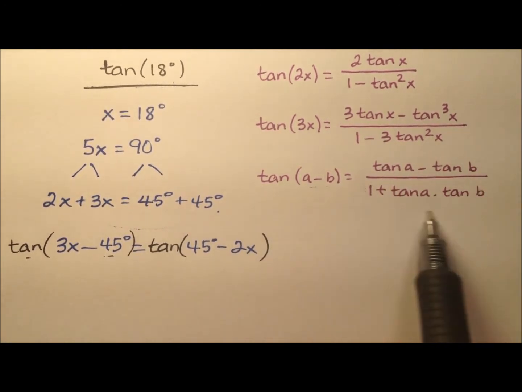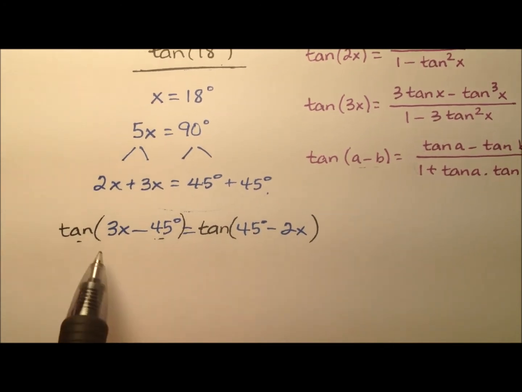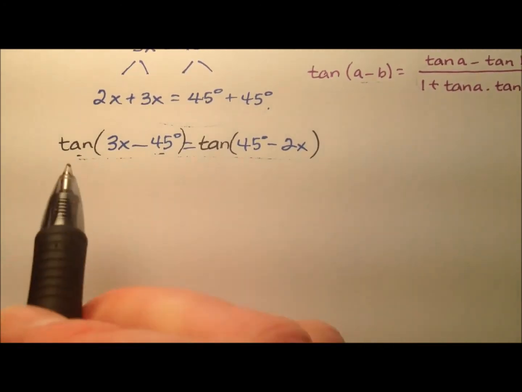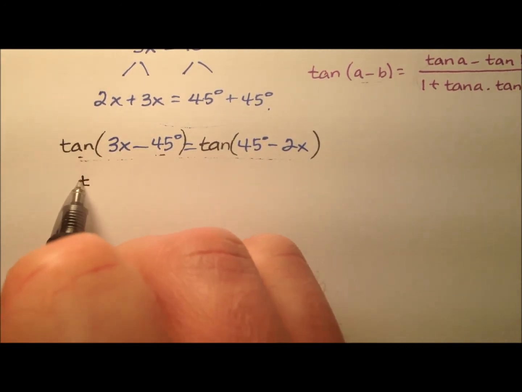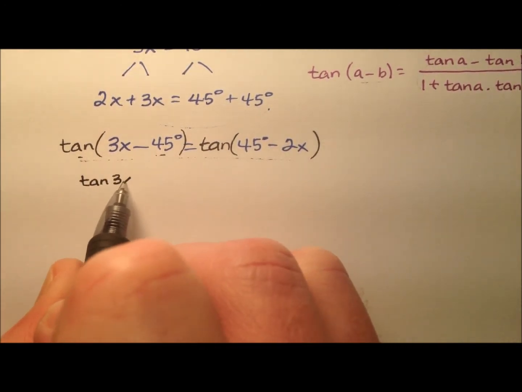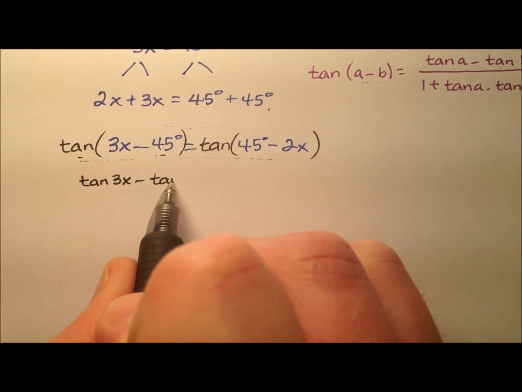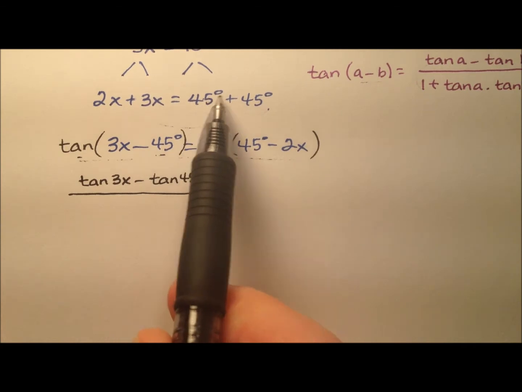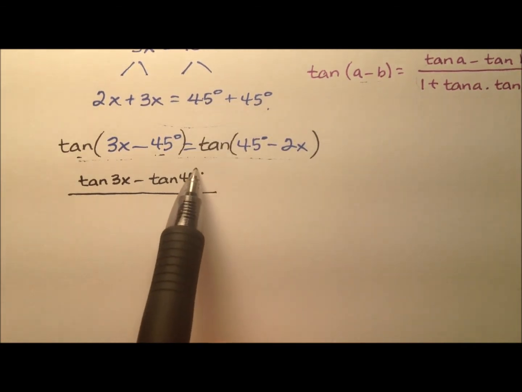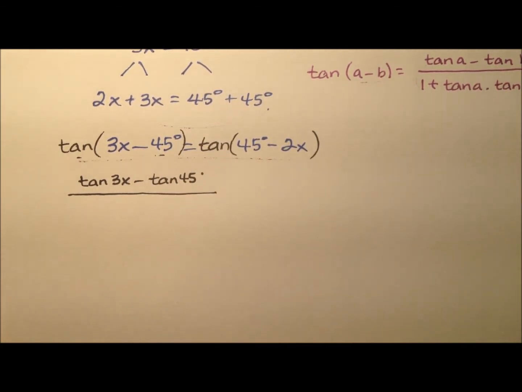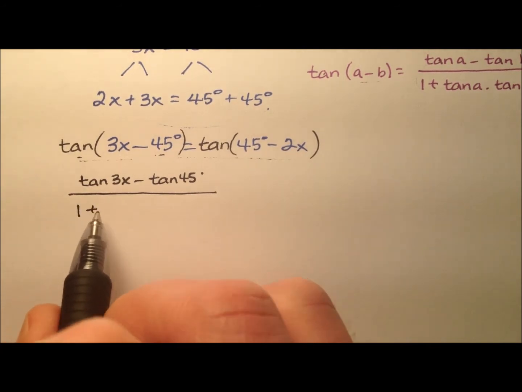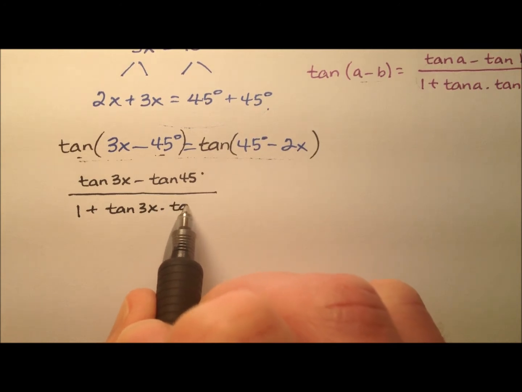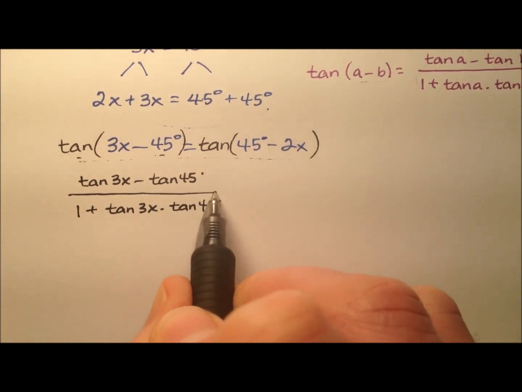So what we're going to do is go ahead and use this difference identity for tangent and expand both sides of this equation. So let's start here on the left. So we'll have the tangent of 3x minus the tangent of 45 degrees. And probably you can already see why I split it up into 45 plus 45, because the tangent of 45 is just 1, and that's nice. And it'll be 1 plus now the product of the tangent of 3x and the tangent of 45 degrees.